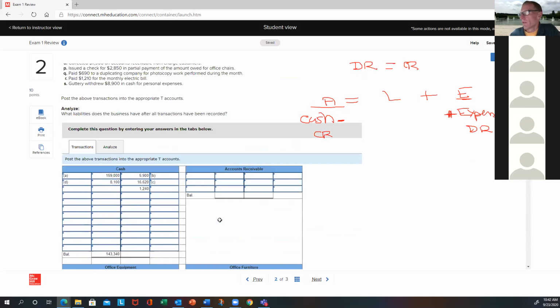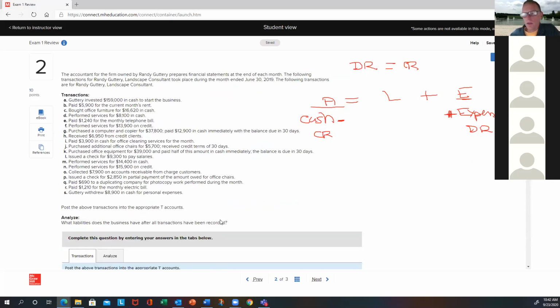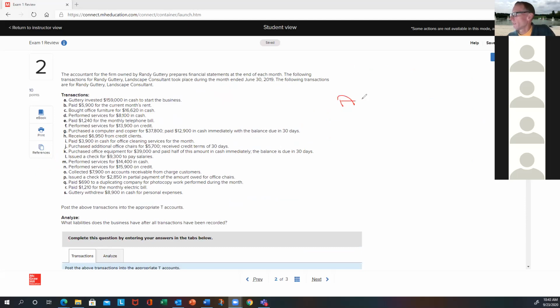Now let me do one more, and then there's another thing I want to make sure you guys know about. So that's letter E. Here's letter F. On letter F, it says, again, here's your performed services, but this one says on credit. So if I went to my equation, we all know revenue, right? I'll just write revenue. Can somebody tell me what that credit account would be? What's the credit account we would use for that?